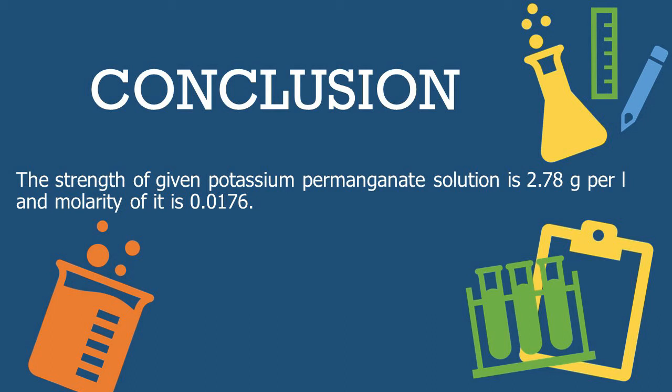At last, we always need to write down the conclusion. So, our practical gets concluded by stating the strength of potassium permanganate equal to 2.78 grams per liter and molarity 0.0176 molar. Thank you students for today.